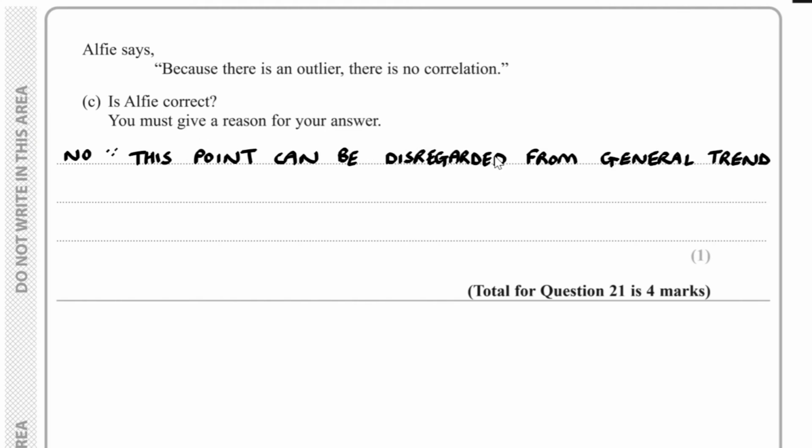Well, this point can be disregarded from the general trend, so he's incorrect.